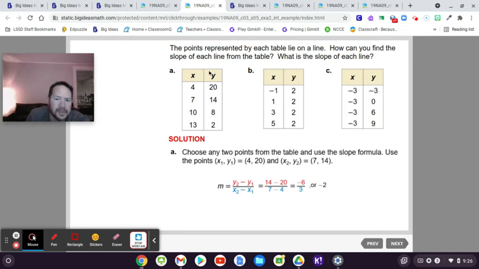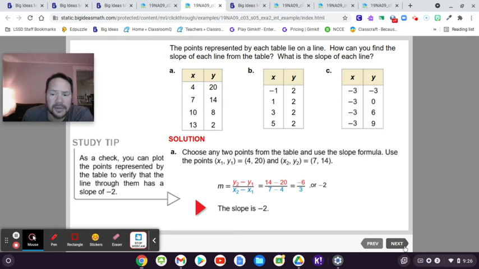So the slope for this first table here is -2. So you can get it from a table. You don't have to graph it and pick points off a graph. There you go. All right, so try to do B. I'll leave this up if you want to pause and take notes. Okay, and now let's try to do B.